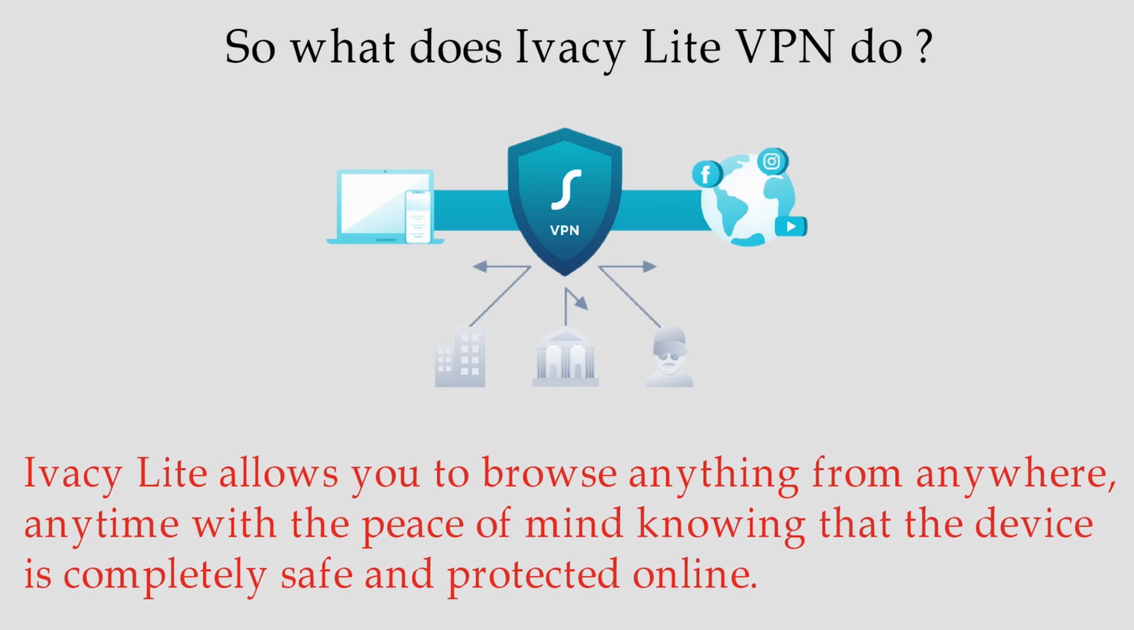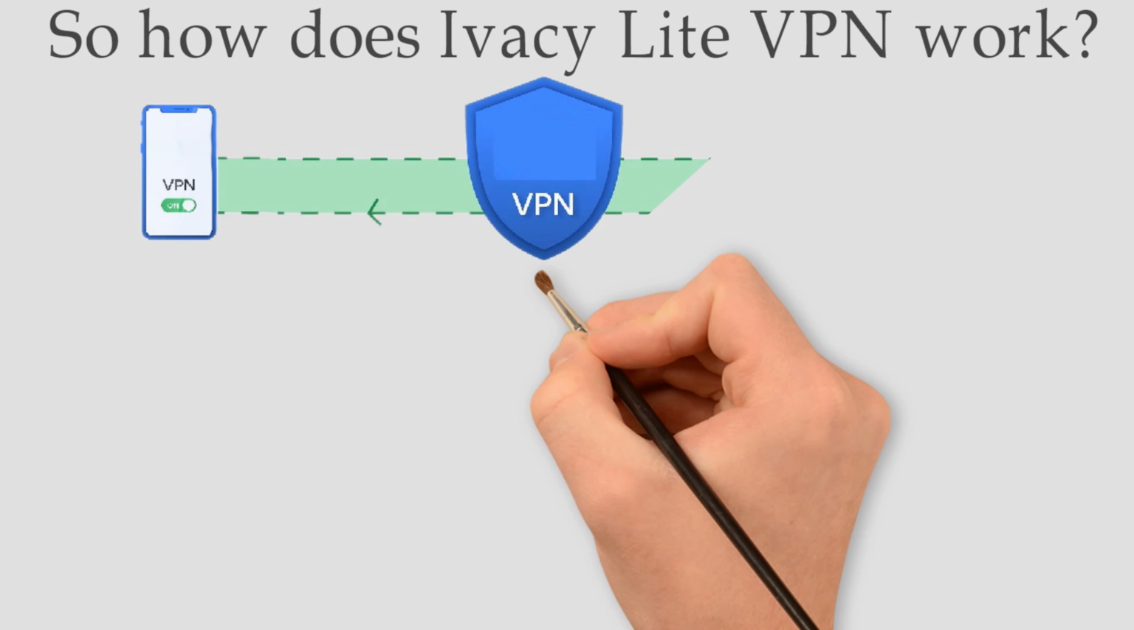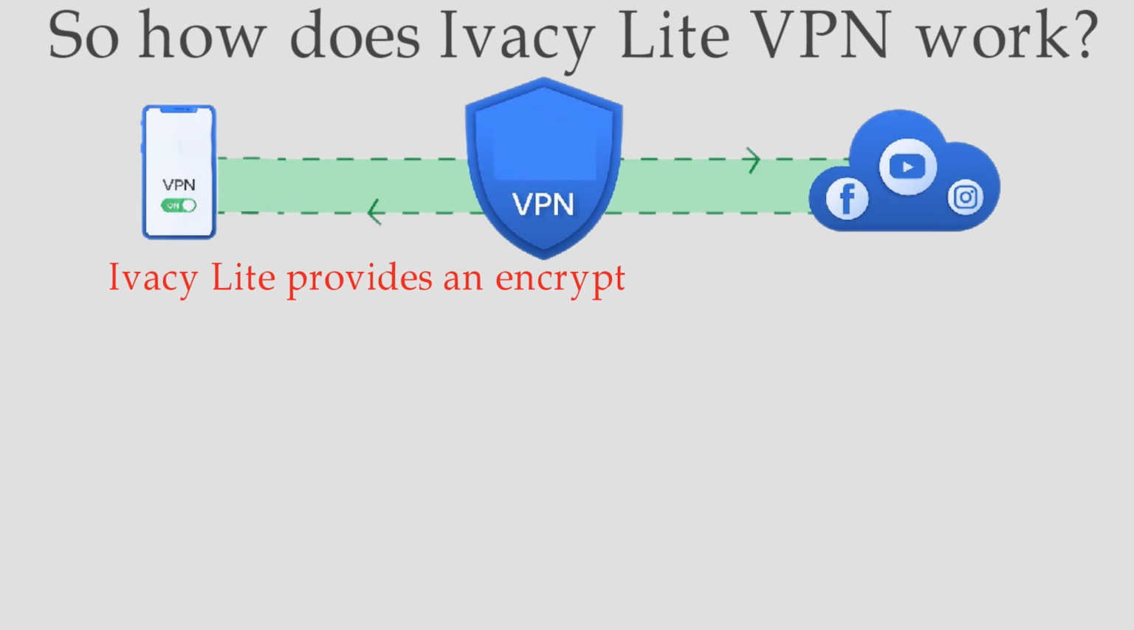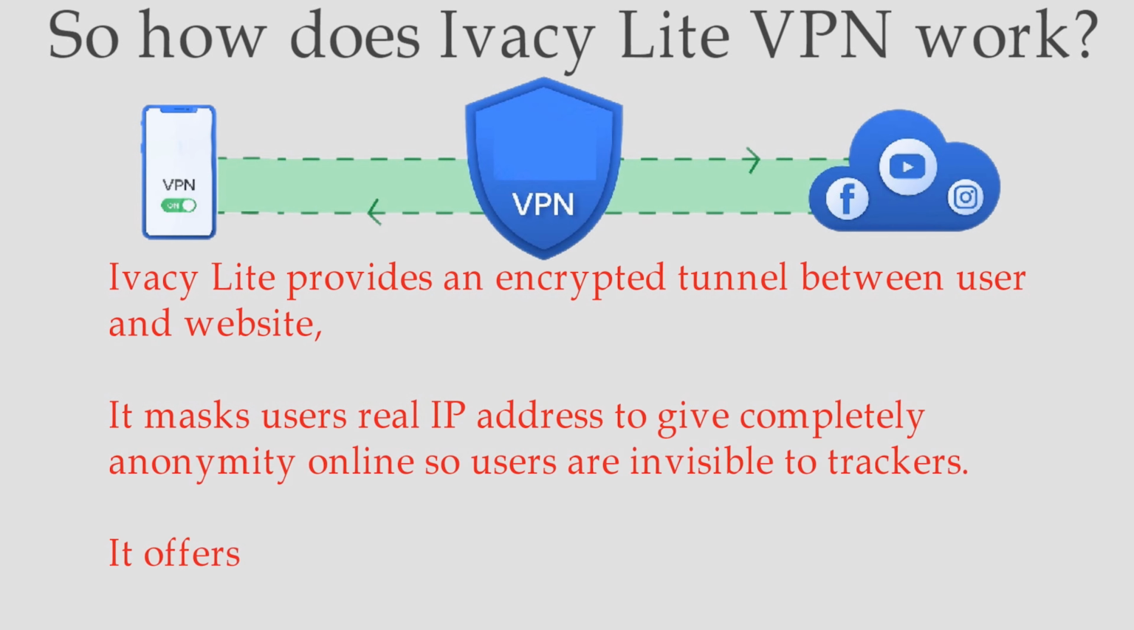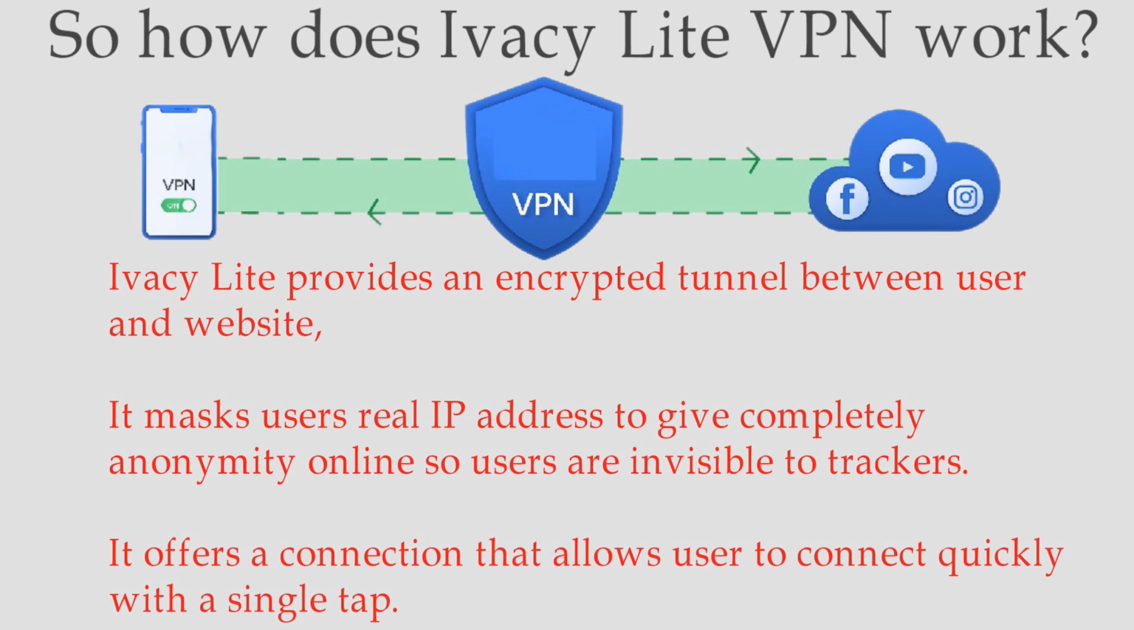Ivacy Lite provides you with a trustworthy connection through an encrypted tunnel between you and your target website using VPN technology. It masks your real IP address to give you complete anonymity online, so you are invisible to online trackers. It offers a great connection that allows you to connect quickly with a single tap.